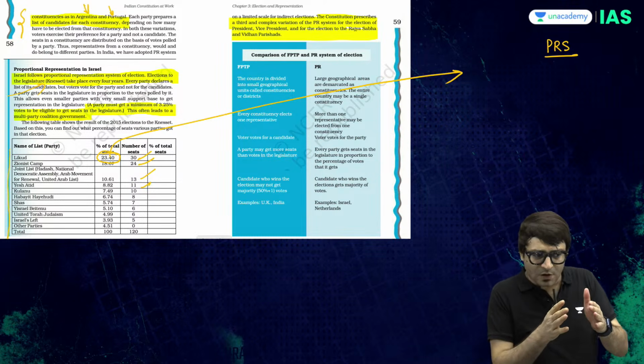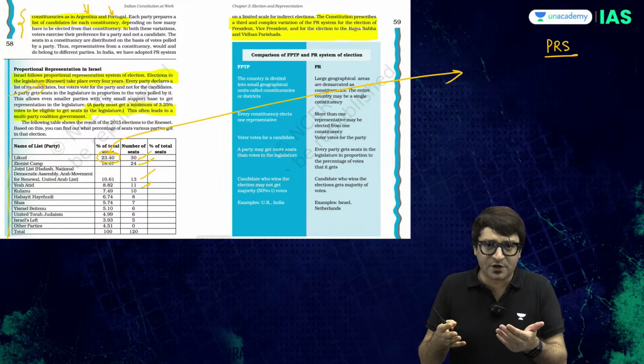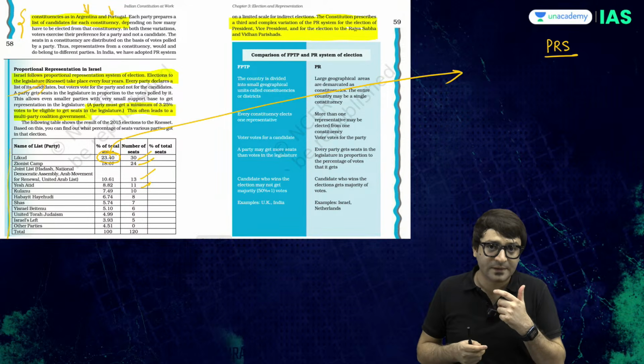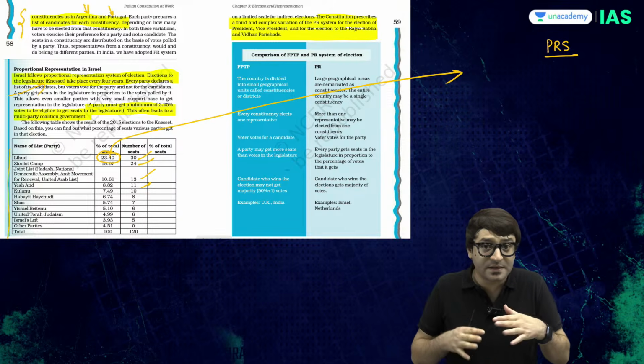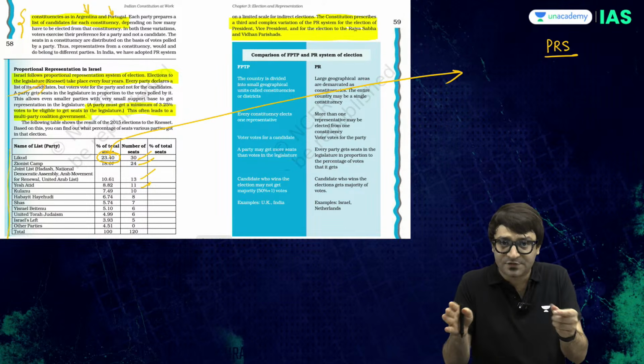So apart from the first past the post system, we can have another method of election, which is the proportional representation system. But now you will say, sir, this method seems better. In proportion to your vote share, those many seats will be available to you.